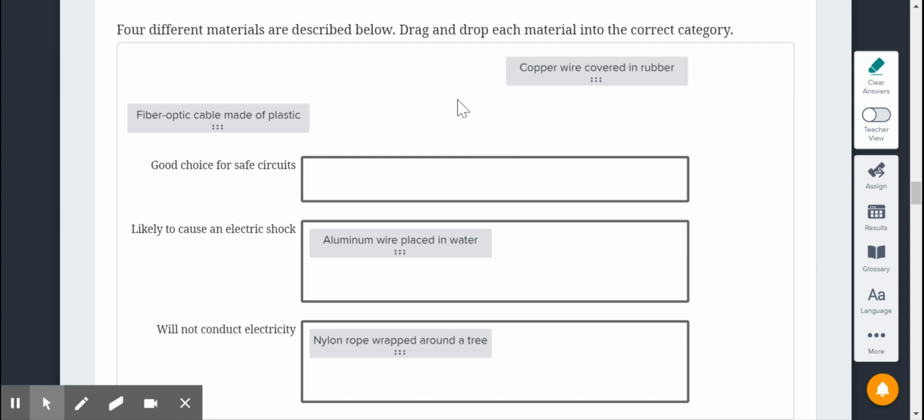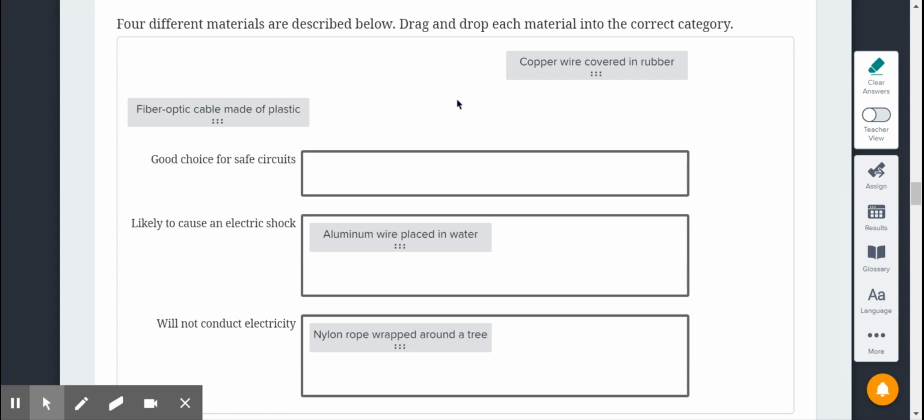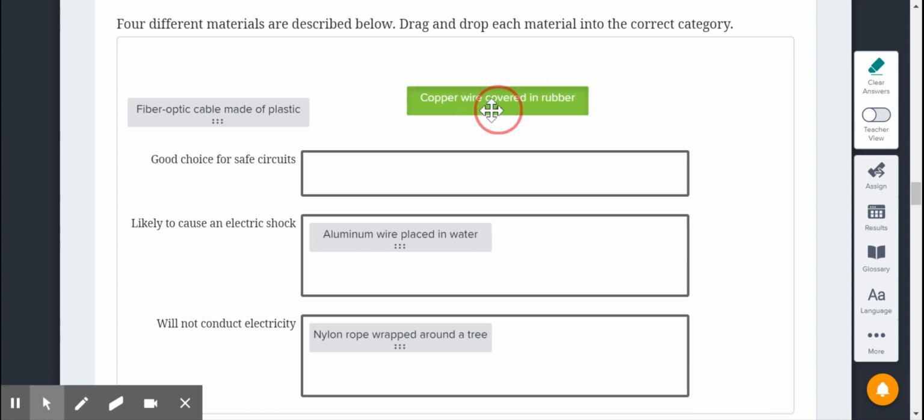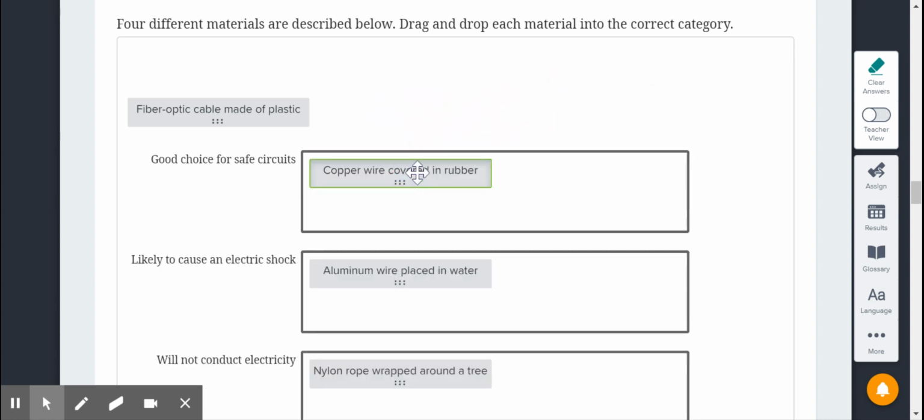A copper wire covered in rubber. So in that video we just watched, we found out that most of the wires and cords that you have, like power cords, are actually copper wires that are covered in rubber. That way the electricity can't get out of the wire and onto you to hurt you. So this is exactly what a safe circuit is going to have in it. It's going to have a copper wire covered in rubber.